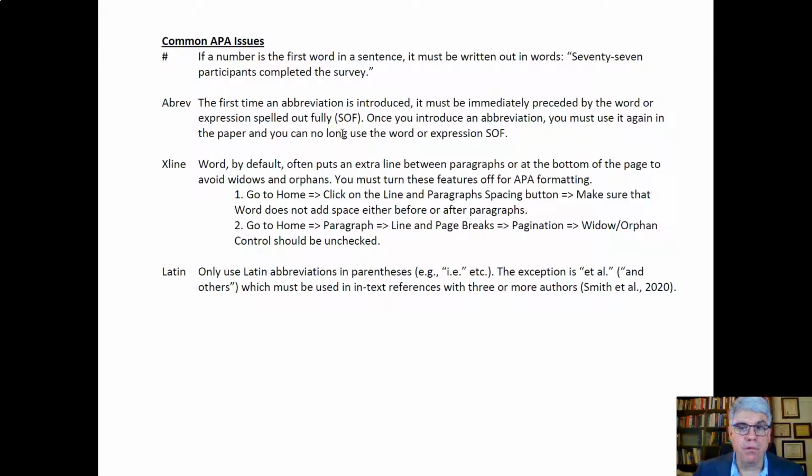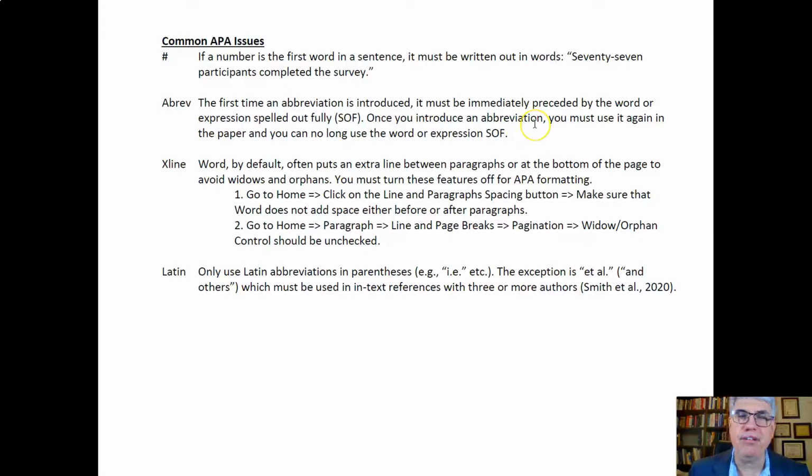But be careful with abbreviations. There's two reasons that you shouldn't use them in APA. One is once you introduce an abbreviation, you must use it again and again, and you can no longer use the word or expression spelled out fully. You have to always use SOF. You can't say spelled out fully or whatever the expression is.